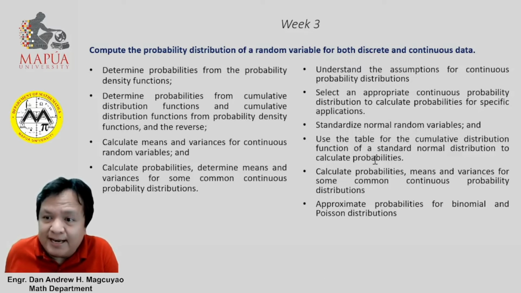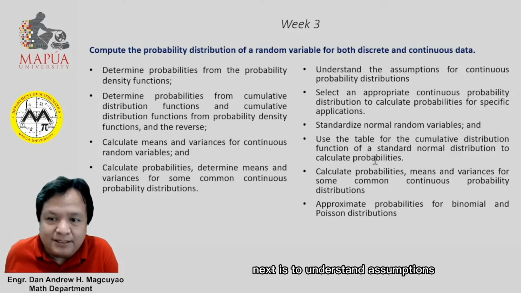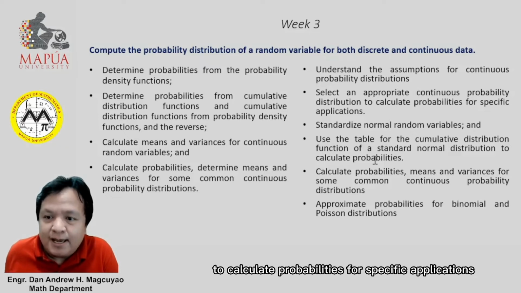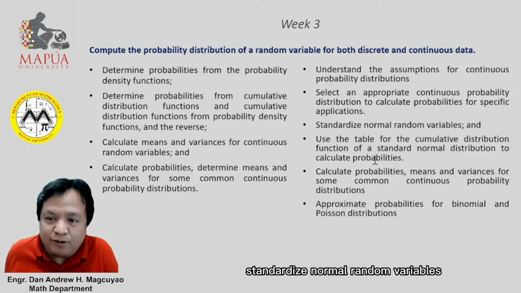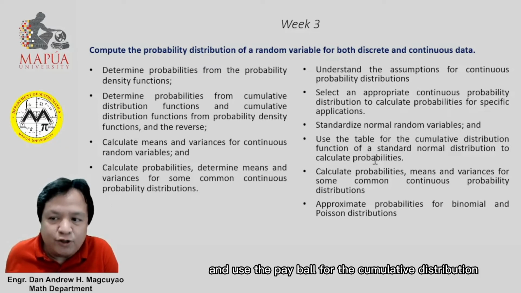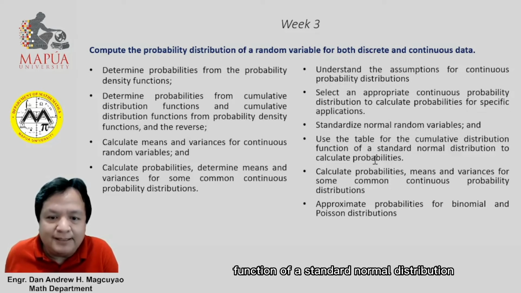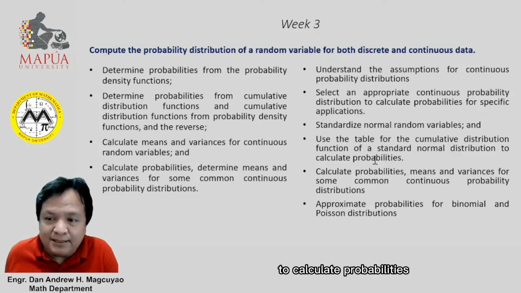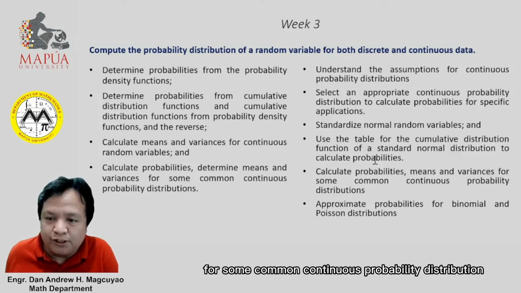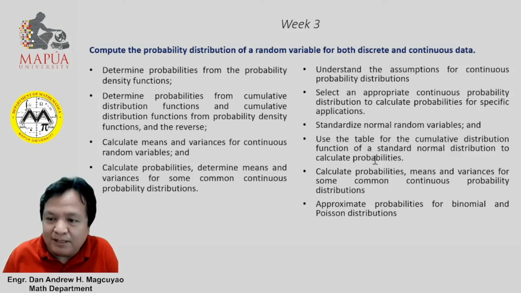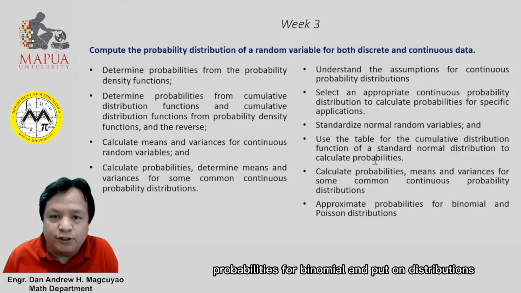Next is to understand the assumptions for continuous probability distributions. Select an appropriate continuous probability distribution to calculate probabilities for specific applications. Standardize normal random variables and use the table for the cumulative distribution function of a standard normal distribution to calculate probabilities. Calculate the probabilities, means and variances for some common continuous probability distributions. Approximate probabilities for binomial and Poisson distributions.